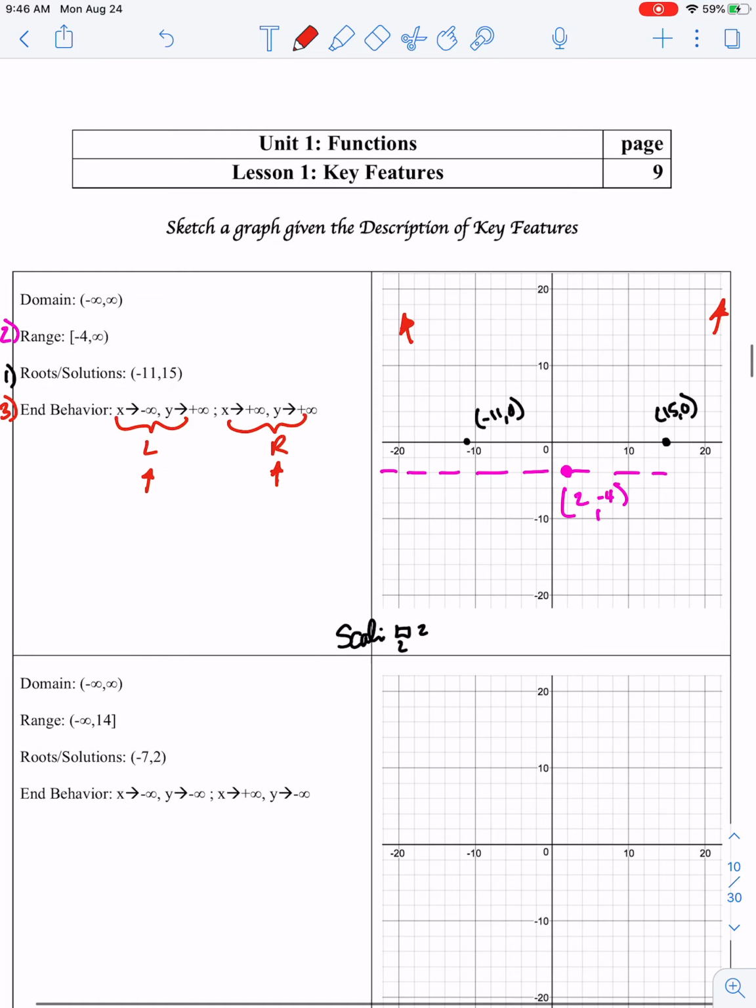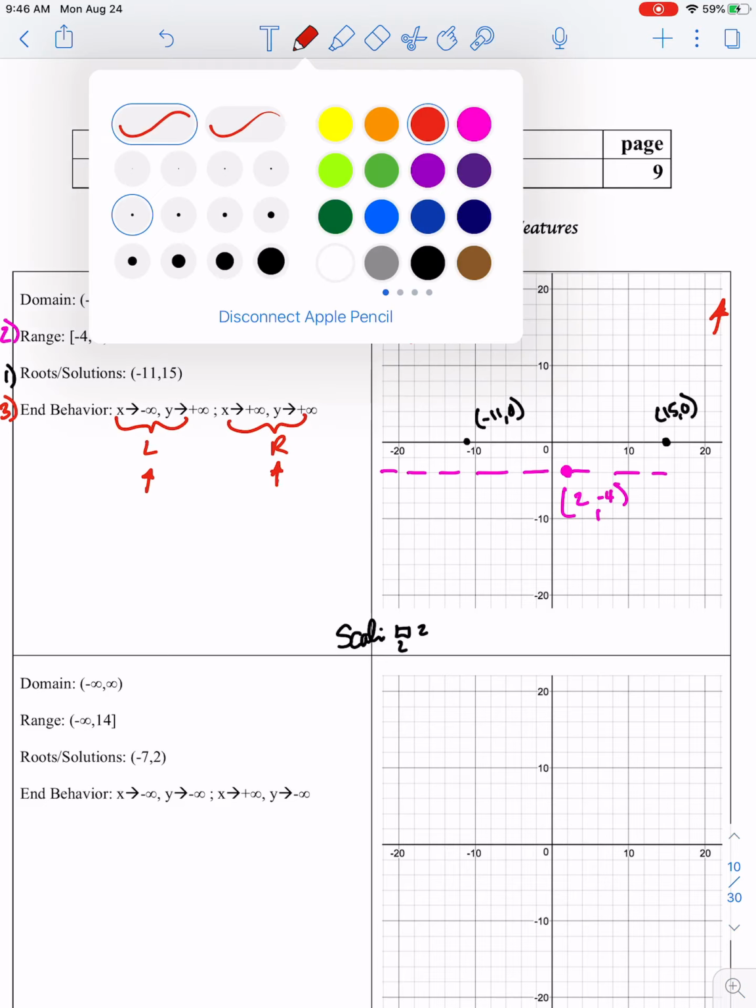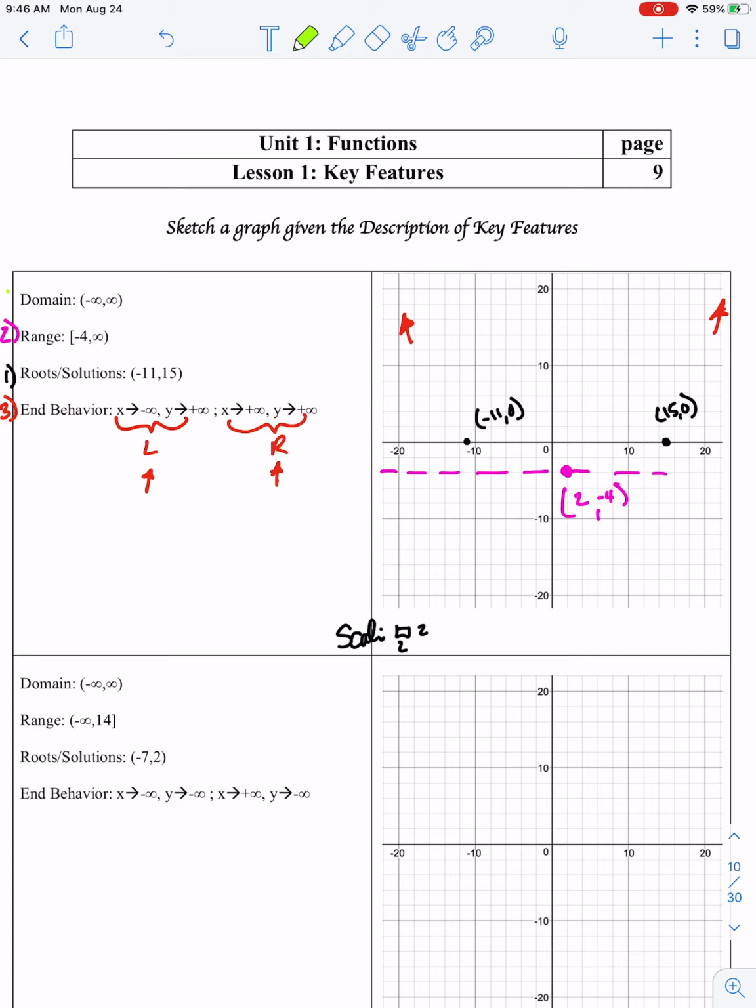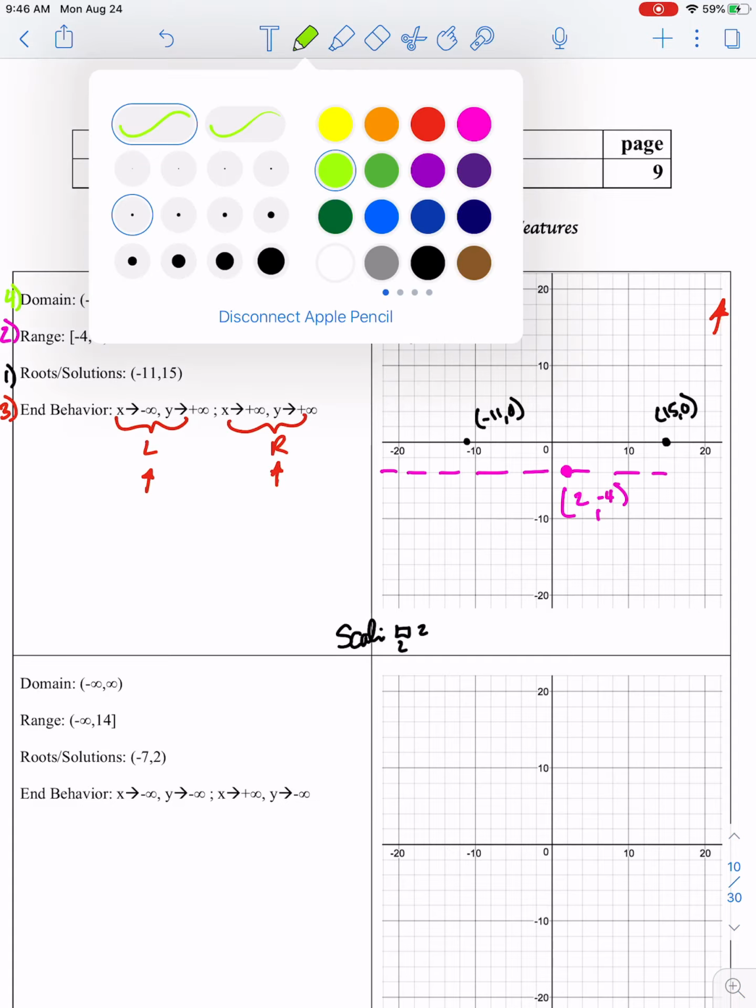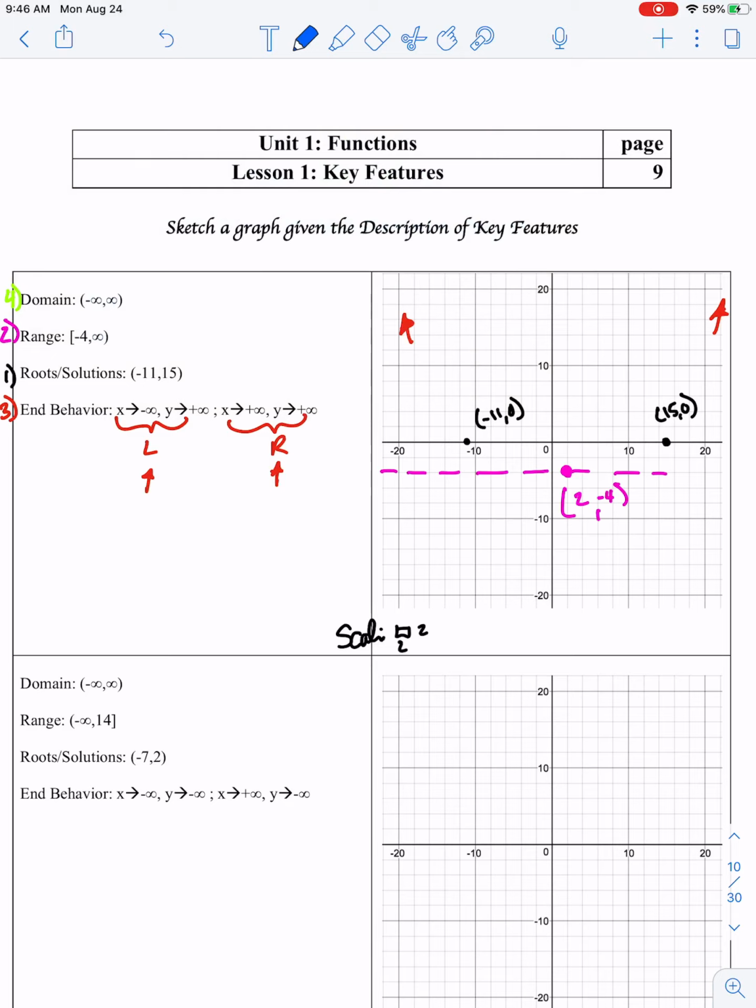Now the domain: -infinity to +infinity, so again, I have to have arrows. So last but not least, I finish up with my domain. And when you do all of these steps ahead, it kind of takes care of your domain. So then you just sketch your graph by connecting everything that you've done up until this point.